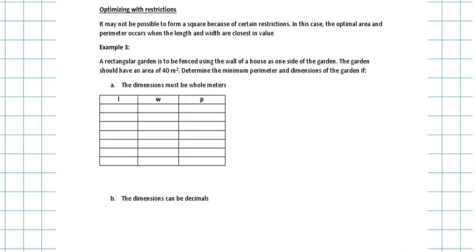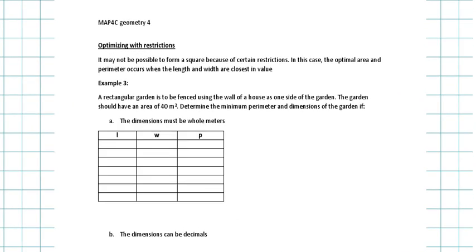So we're going to move on to optimizing with restriction. Now, it may not be possible to form a square because of certain restrictions. Restriction means, let's say you want to build a fence, but you want to use the wall as one of your sides, so you don't want to fence that side. So you have a house, right? Now you want to build a garden around it.